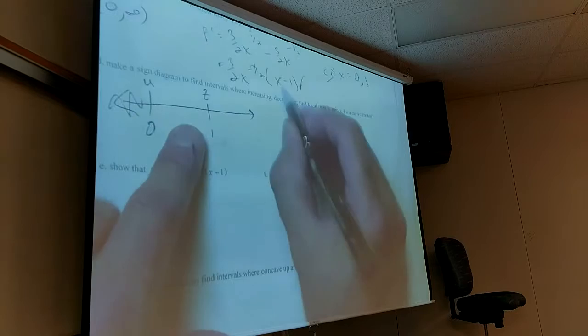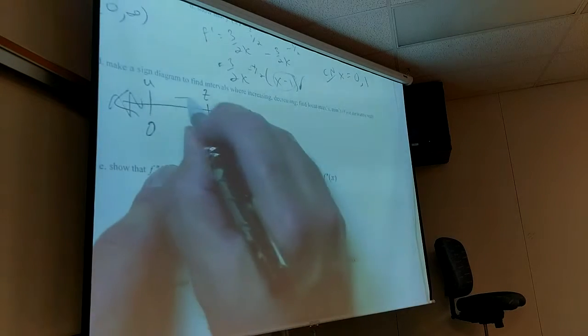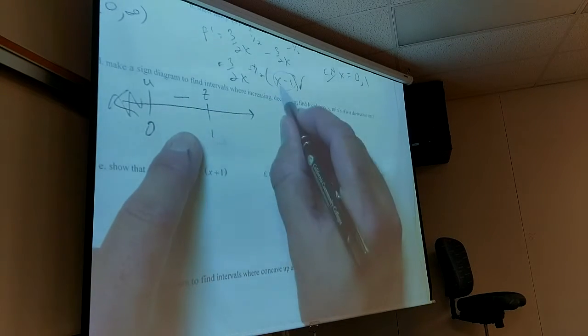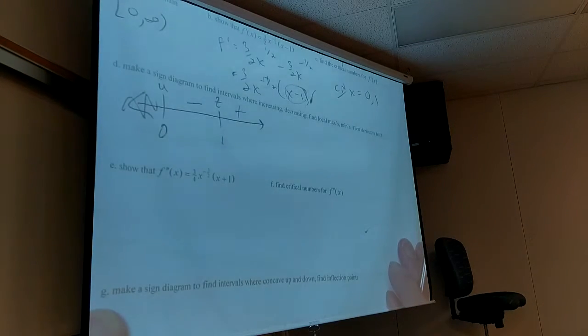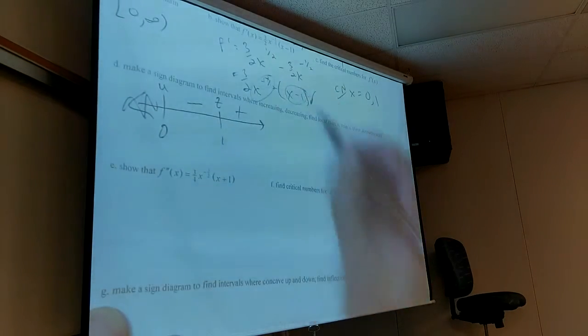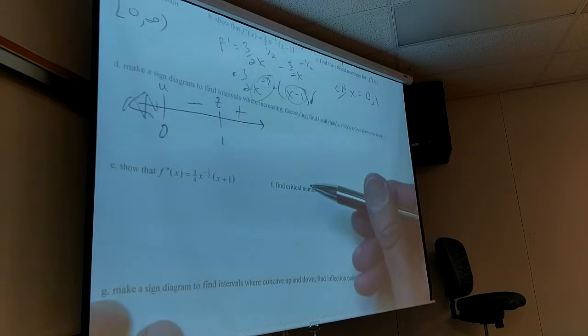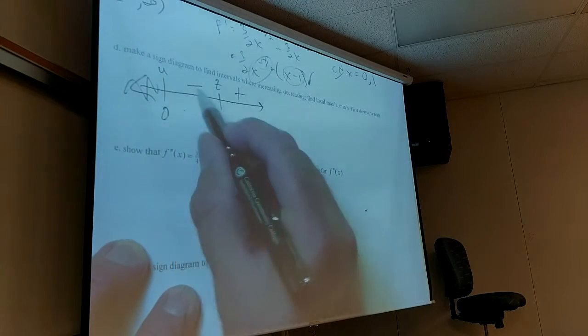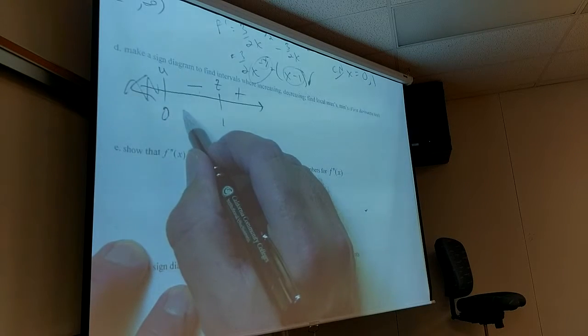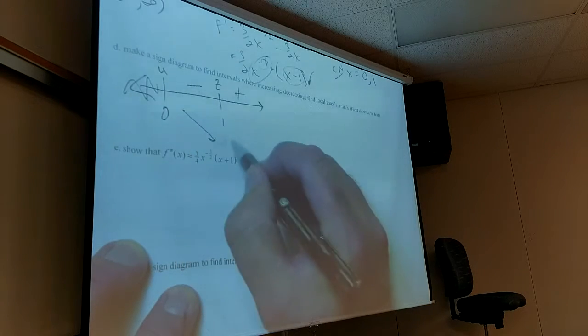If I plug in something less than 1, this is negative. And if I plug in something bigger than 1, then this is positive. And of course this piece is always positive because x is greater than 0. So that means here it's going down, and here it's going up.